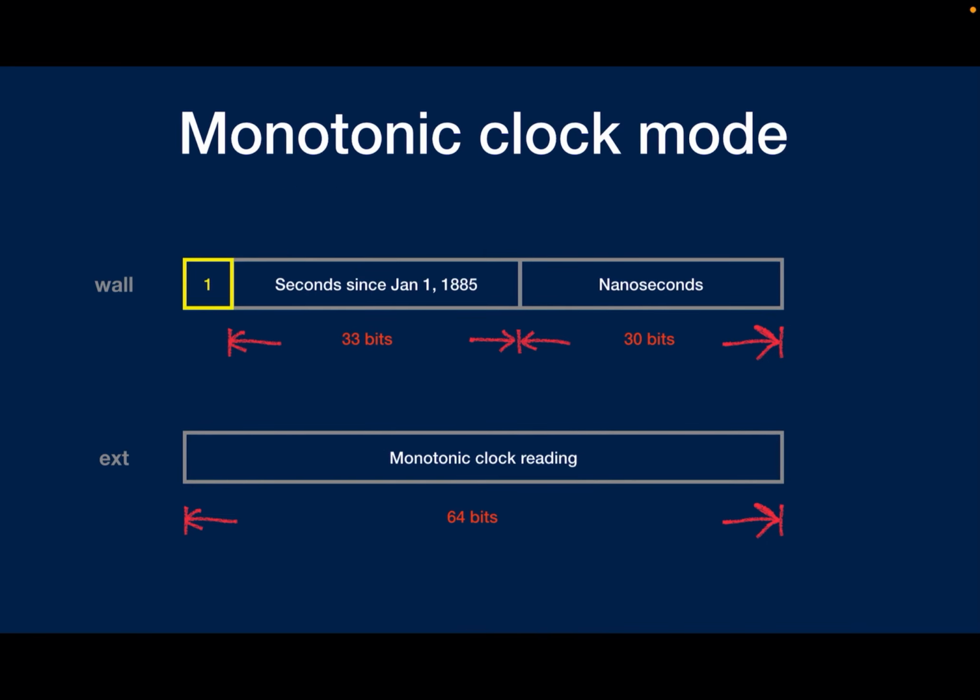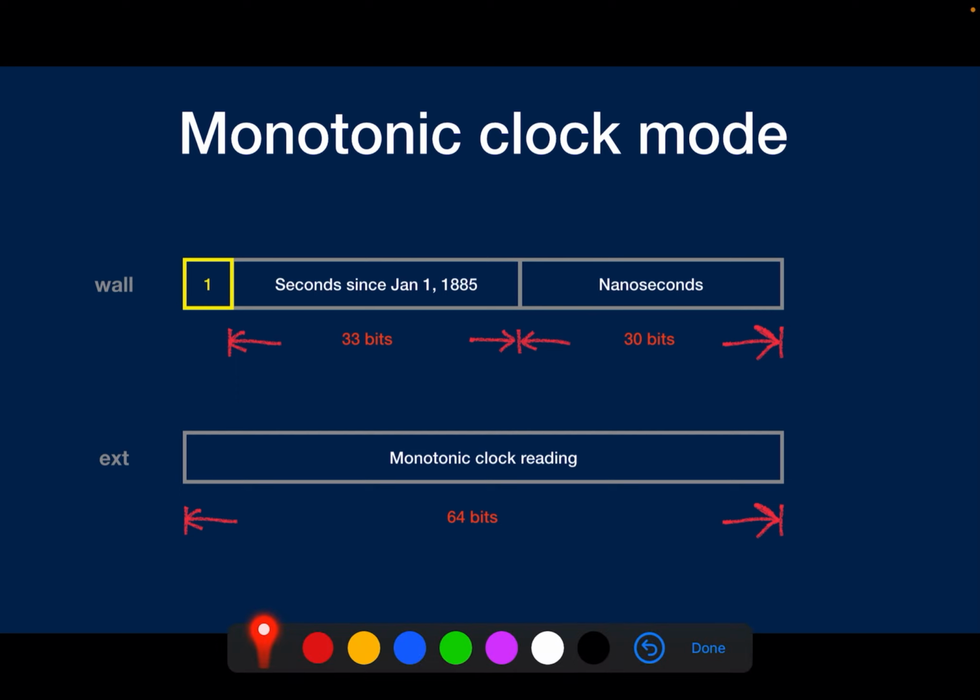While in monotonic clock mode, the highest bit of wall is set to 1, and then the next 33 bits represent the seconds since January the 1st, 1885. I guess the reason for 1885 is because the International Meridian Conference was held in October 1884, and it took effect the next year. The rest of the 30 bits is still nanoseconds, that's not changed. Then the entire extension field will be filled with monotonic clock reading.